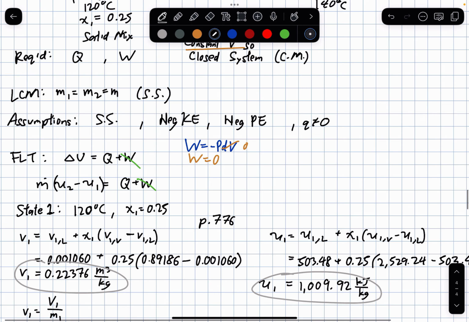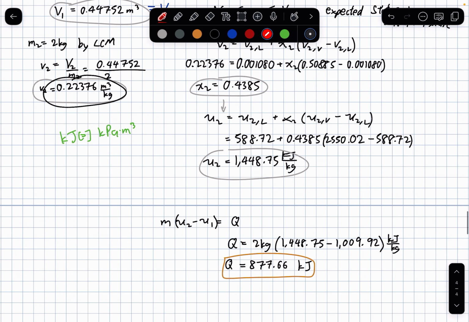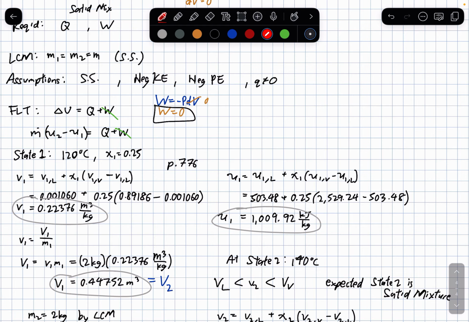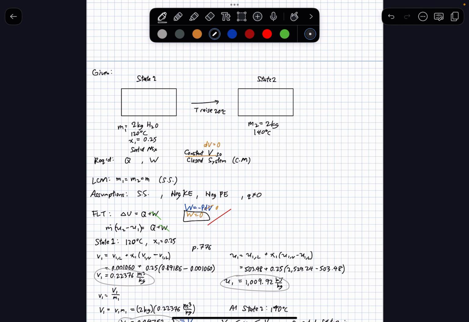For the work, this is actually our answer already for that, no? Because our process is constant volume. So dV is 0, therefore work equals negative PdV is also 0. Verify. Yeah, basically 878 kilojoules. How about our work? Let me check if we got it right. Okay, yeah. Okay, so that's it for this problem. Let's move on to the next one.